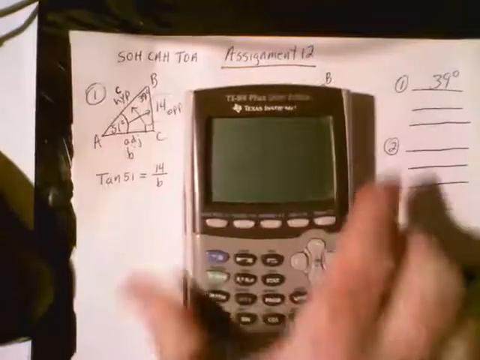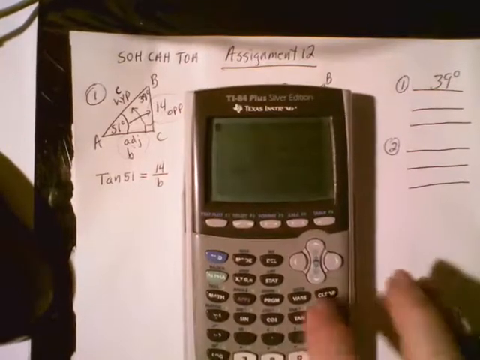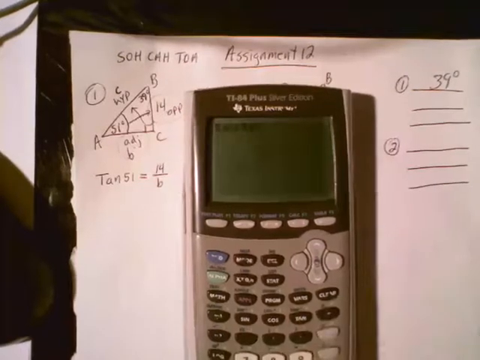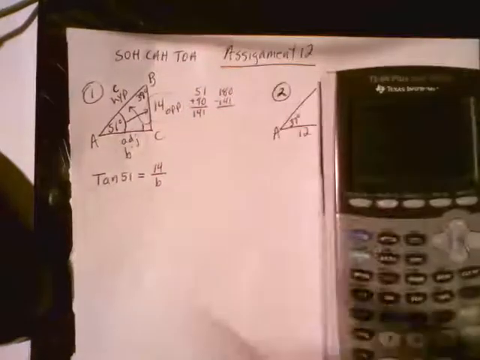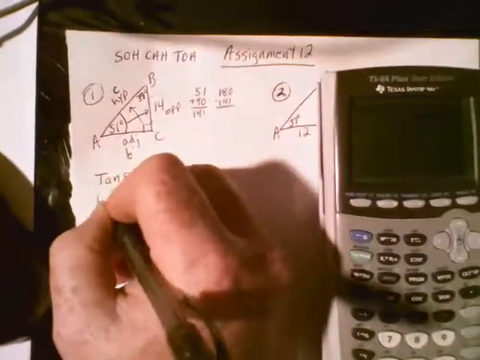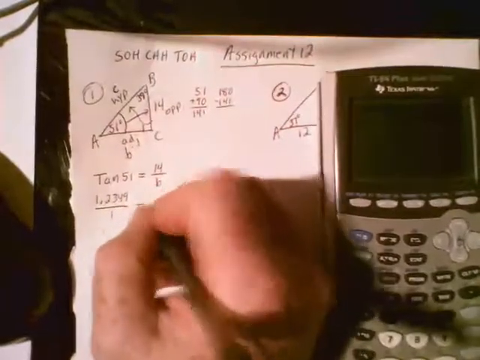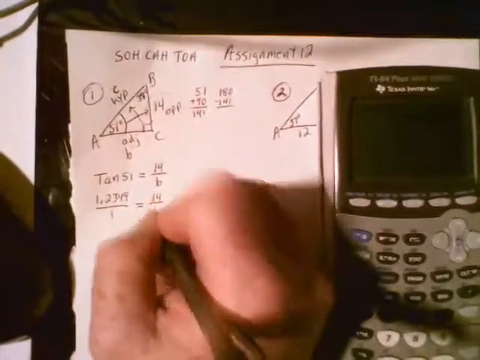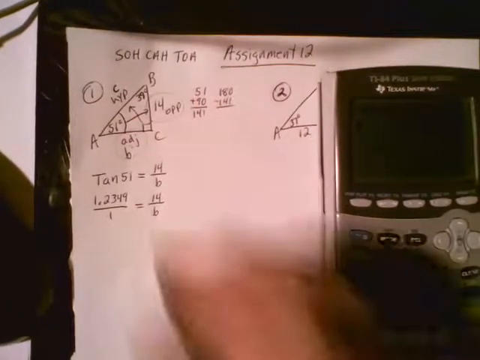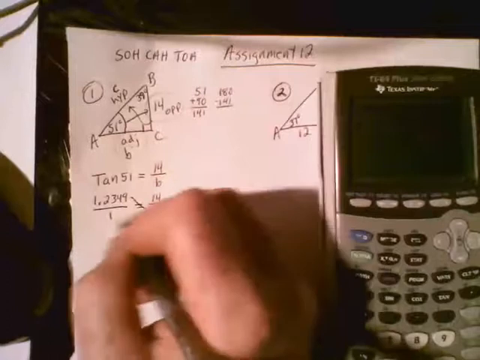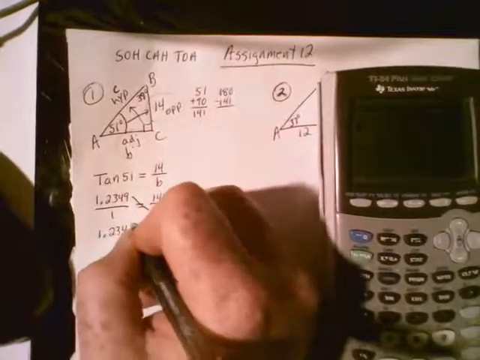You grab your calculator, find the tangent of 51. You end up with 1.2349. Remember, go out 4 places, put a 1 underneath that, 14 over B. Again, as you do a whole bunch of these problems, you probably don't have to do every step here. You can figure out the pattern, but I'm going to do the steps for some of them here.